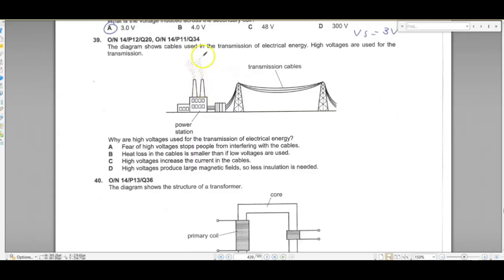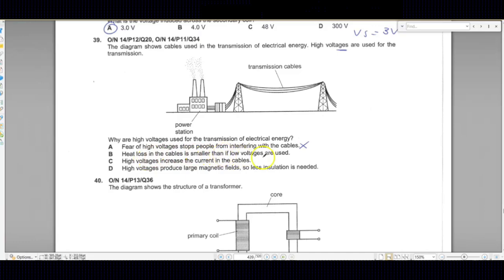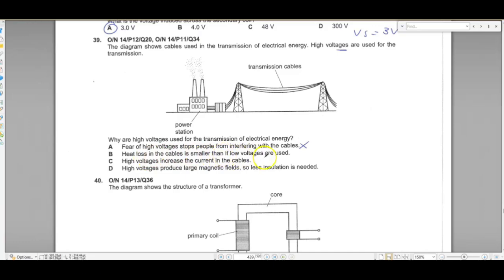The diagram shows cables used in transmission of electrical energy. High voltages are used for transmission. Why are high voltages used for transmission of electrical energy? Fear of high voltages stops people from interfering with the cables? No. Heat loss in the cables is smaller than if low voltages are used. Yes, this is the correct option.